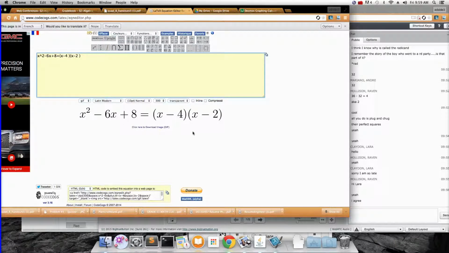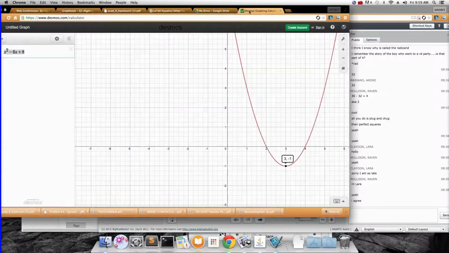So we could have solved this problem using factoring. We didn't have to use the straight up quadratic equation. We could have used factoring. And then we said, okay, well, if this is equal to 0, then either x is equal to 4 or x is equal to 2, which we saw in Desmos, x is equal to 4 and 2.